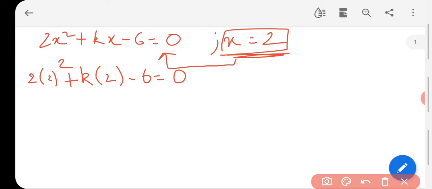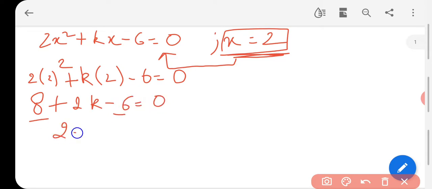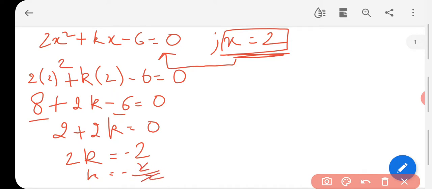Now 2 square is what? 4 into 2 is what? 8 plus k into 2, 2k, minus 6 is equal to 0. Now 8 minus 6 is what? 2 plus 2k is equal to 0. So it is 2k, and this 2 goes to the right hand side, so it becomes minus 2 because the sign will change. Now k is equal to what? Minus 2 upon 2, cancel 2 and 2, so the value of k is equal to minus 1. This is the first part of the question.